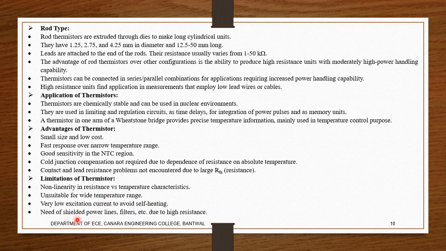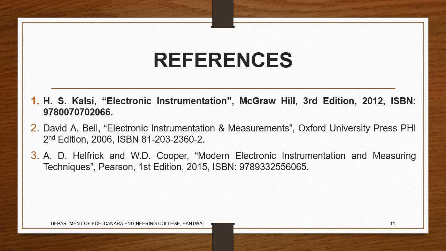There is a need for shielded power lines, filters, etc. due to high resistance. We require high shielding of power lines in order to support it, so that noise and other factors don't get added and heat it up, at which time we don't get proper values. So we need a power shield so that we cannot have losses and so on. Okay, these are the references.